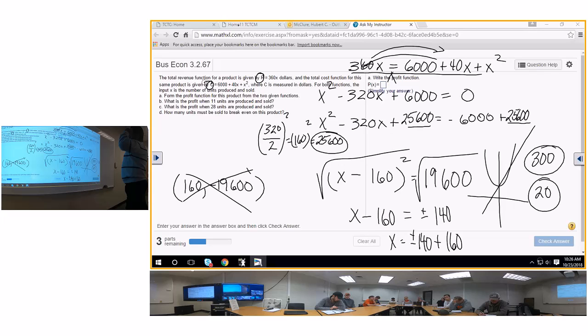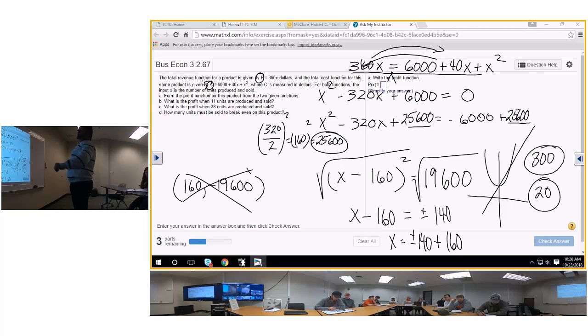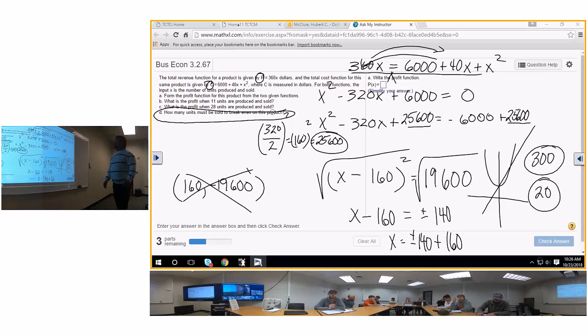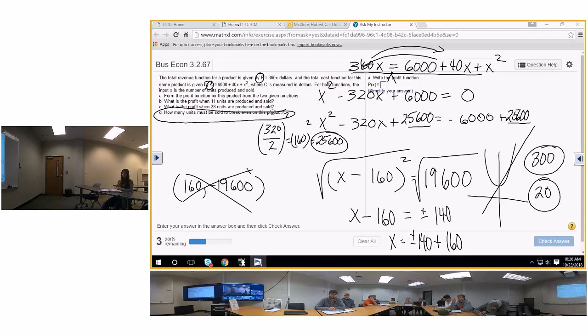What is the profit when 28 are sold? And okay, here's the break even right here. That's where they're equal to each other, right there. D is what I did. Okay. So what is A? Did anybody plug it in?